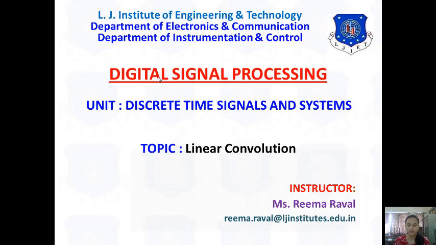In today's session, we are going to see the topic linear convolution from the unit discrete time signals and system. In the previous session, we started the linear convolution using the graphical method, in which we saw one example for which we found the values at the instants n equals 0, 1 and 2 out of 5 instances. That is, n equals 3 and 4 are left to find out. That we will continue in this session.